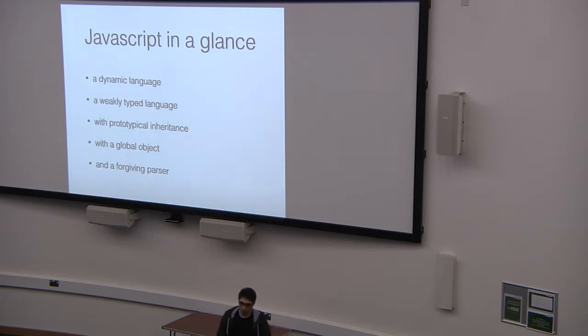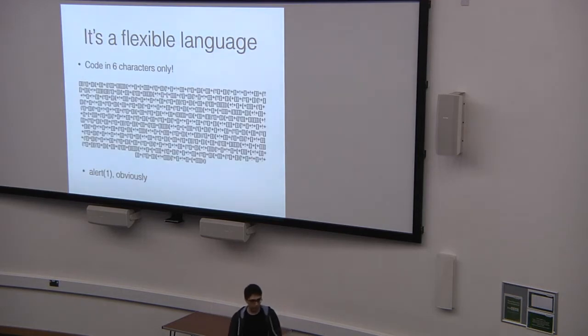So if you take a look at just a short example of those problems, that code is actually valid JavaScript. It's an alert one. Obviously, you can derive all that. This is all being done by type coercion done by the language itself. So you can construct pretty much any code in JavaScript, arbitrary code, by just using six characters. This is just an example.